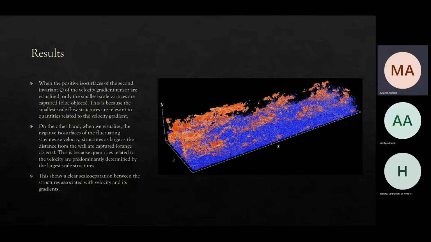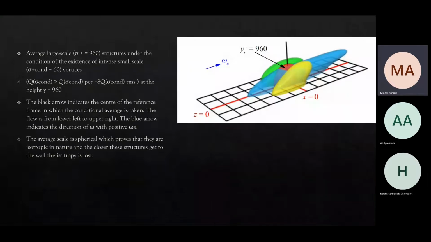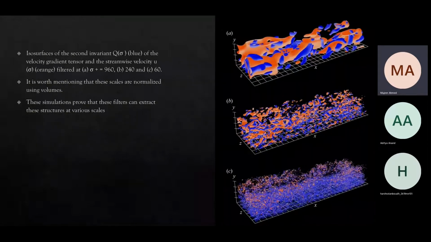This example shows there is a clear scale separation between the structures associated with velocity and its gradient. In this slide, we have another example. Here, we have plotted the isosurfaces of the second invariant Q of the velocity gradient tensor and the streamwise velocity u.